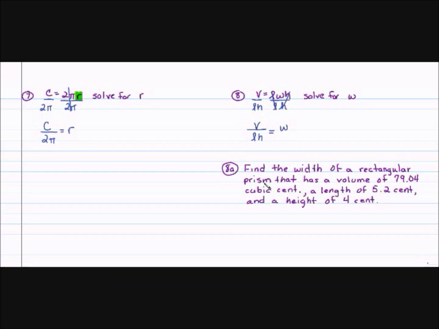Now I have a problem. They want me to insert numbers into my new formula. Find the width. Notice the width is all by itself of a rectangular prism that has a volume, or V, of 79 4/100, a length of 5.2 centimeters, and a height of 4 centimeters. So I'm going to substitute these numbers in for my variables, hence solving for my width. My V is 79.04 divided by my length is 5.2 and my height is 4. And that will give me my width.